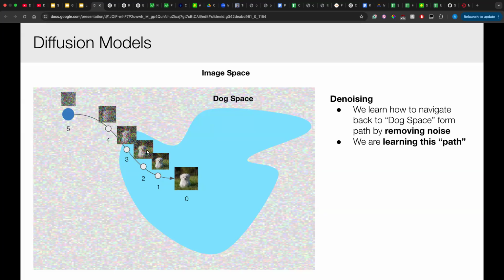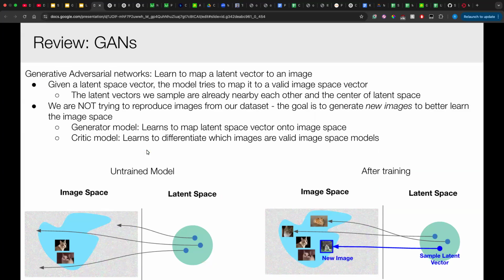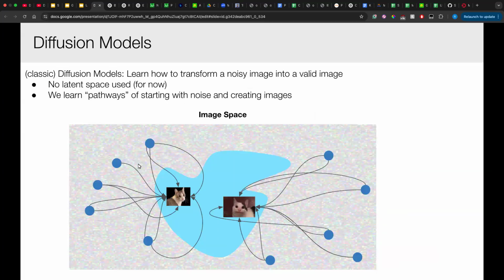So the idea is that we want to learn from as many different starting points as possible, so as many different random combinations of noise, and for each combination, as many pathways as possible, right? You'll see later on, there isn't a single pathway of going from noise to the image. There are a lot of different pathways you can take. So if we learn from a bunch of different starting points and a bunch of different pathways, then we've learned a very robust, very generalized approach.